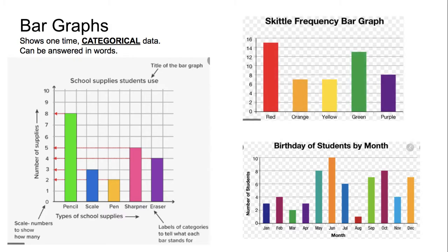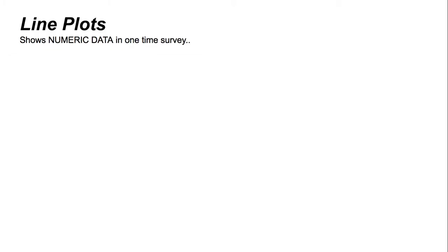Our last example is a Skittle frequency bar graph. Frequency means how many times it occurs. So if I were to open a Skittle pack, I would see that red is the most frequent. Orange and yellow are tied for the minimum frequency. So bar graphs show one-time only categorical data. The horizontal axis, the axis at the bottom of the graph, will always have words, examples of categories.